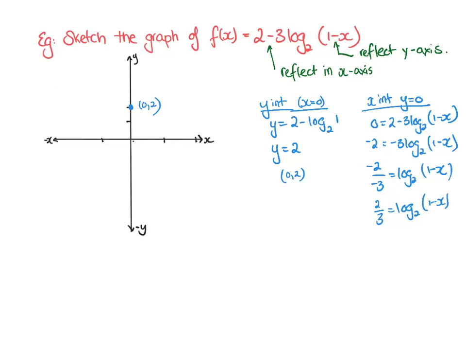So I'll change that using the exponential rule. Base 2 to the power of 2 over 3 equals 1 minus x. We'll roughly do this one on our calculator, and we get that 0.59 equals x. Sorry, negative. And so we see it roughly over here.